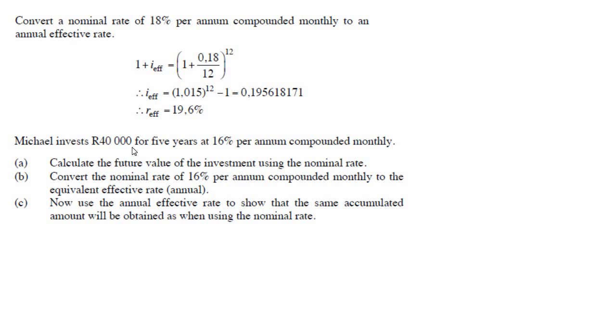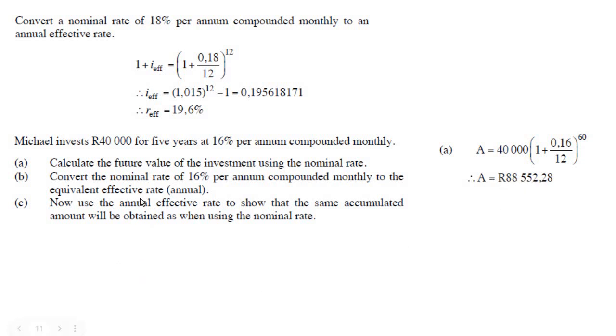What if you had 40,000 Rand for 5 years at 16% compounded monthly? Calculate the future value. What would the value be using the nominal rate? Well, there it is. Using the nominal rate, because it's compounded monthly, you divide by 12. It's 5 years, so you go 5 times 12, you put it in, and there it is. That's how much money you should have.